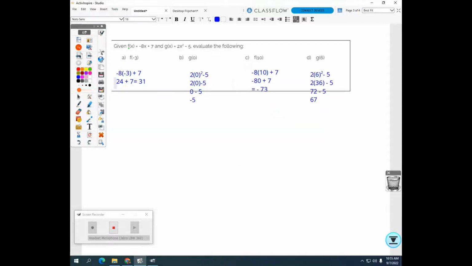Okay, what this review did not have, and let me just do one of these, is let's say I had instead said f of x equals, let me pick a number that's going to work. Let's pick 39. Okay, so in this case, I would do -8x plus 7 equals 39.